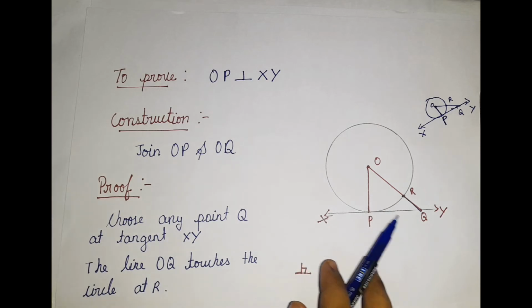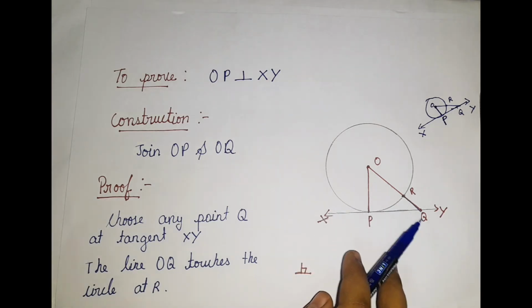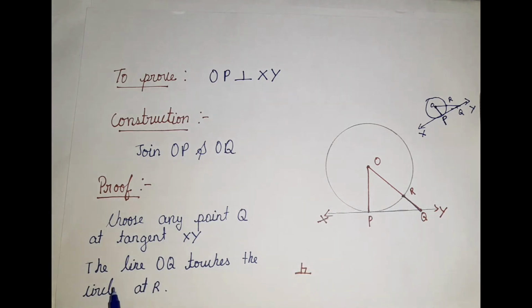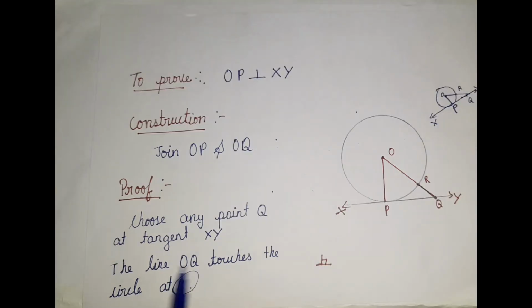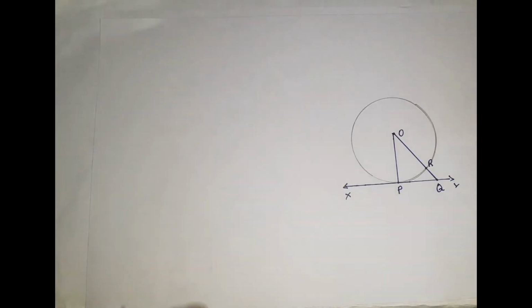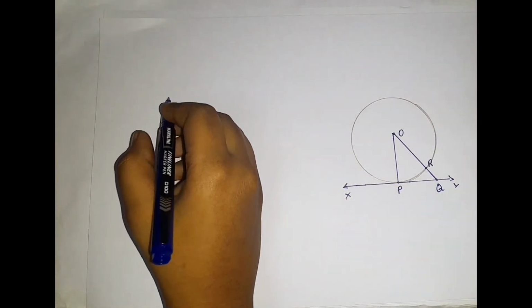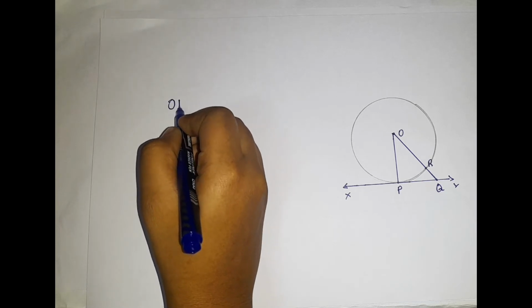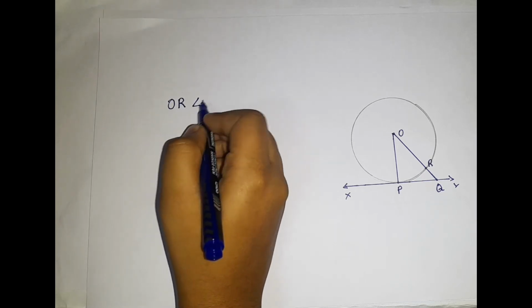So here this O is touching the R and Q is also touching the R. That's why they mentioned the line OQ touches the circle at R. Okay, so it is touching the circle at R. After I've explained this, now we can write OR is smaller than OQ. I'll explain why. So this is a condition: OR is smaller than OQ.